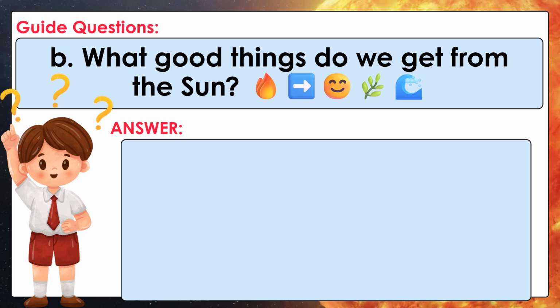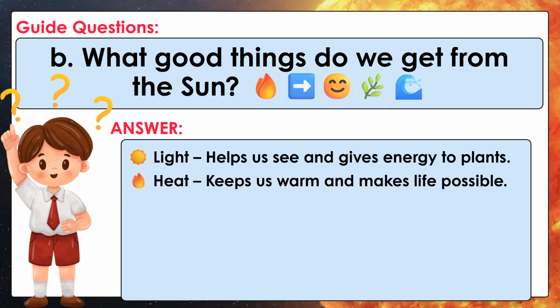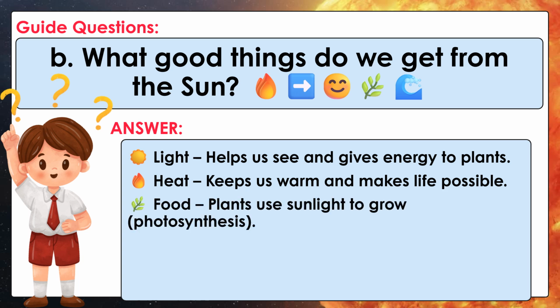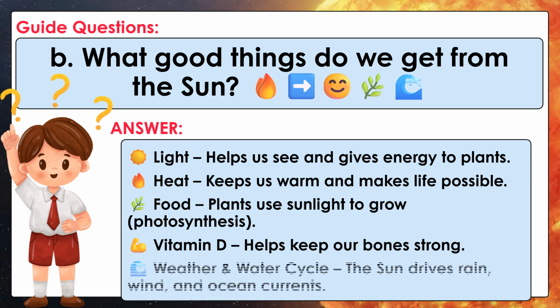B. What good things do we get from the sun? The answer? Light. Helps us see and gives energy to plants. Heat. Keeps us warm and makes life possible. Food. Plants use sunlight to grow. It's photosynthesis. Vitamin D helps keep our bones strong. Weather and water cycle. The sun drives rain, wind, and ocean currents.